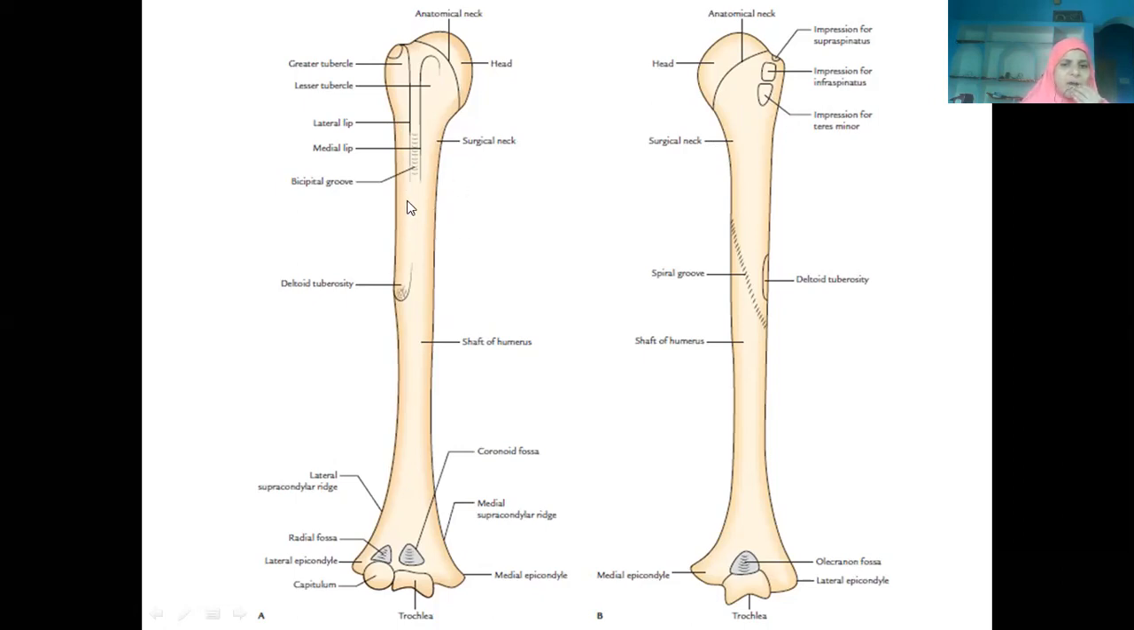Now, coming to the shaft. The shaft will have certain borders and surfaces. We will see as we proceed. In the middle of the shaft, you find a bony elevation called the deltoid tuberosity. Do you remember I told you deltoid is an important muscle?